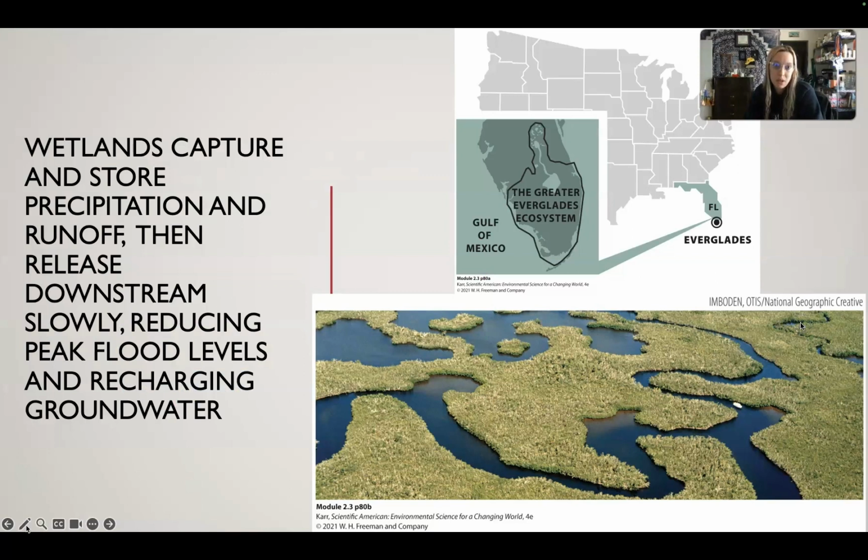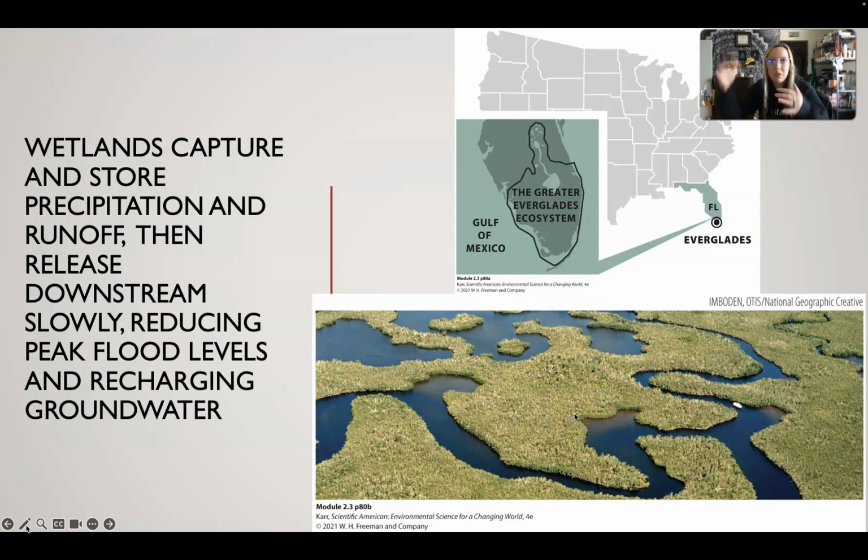So wetlands themselves help capture and store precipitation and runoff, which then releases downstream relatively slowly. This helps reduce peak flood levels and helps recharge groundwater. So here's just a map to remind ourselves where Florida is, and where the Everglades themselves are. The Everglades are down in that tip of Florida. And here's just a picture of what the Everglades region can look like.